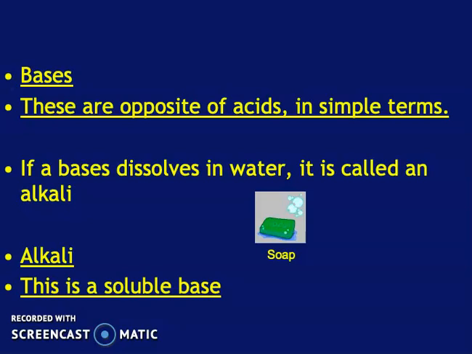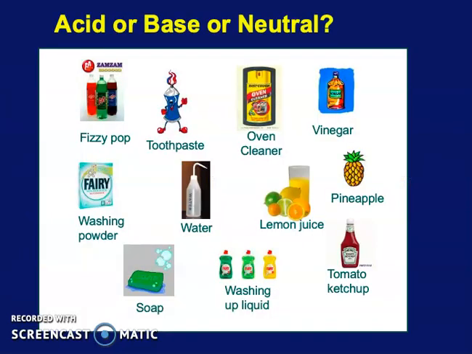Pause now if you need to write down the underlined words. So here we go. We have all of these things: acids, bases, or neutral substances. We're going to start with the fizzy pop. If you think it's an acid, shout acid. If you think it's a base, shout base. If you think it's neutral, shout neutral. So fizzy pop turns out to be an acid.